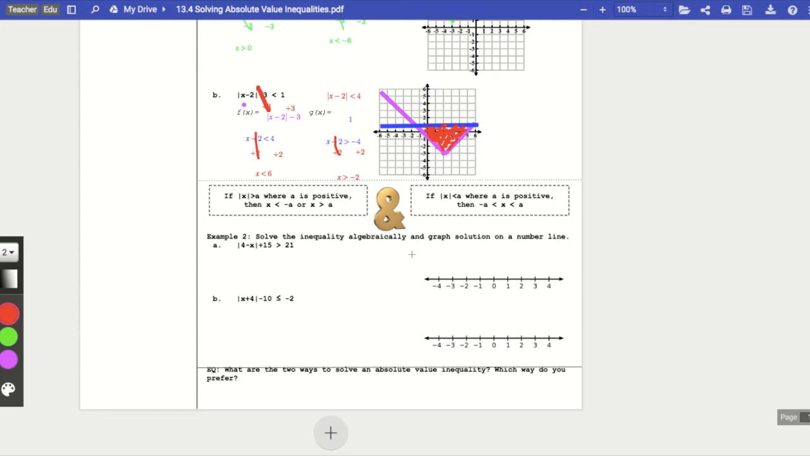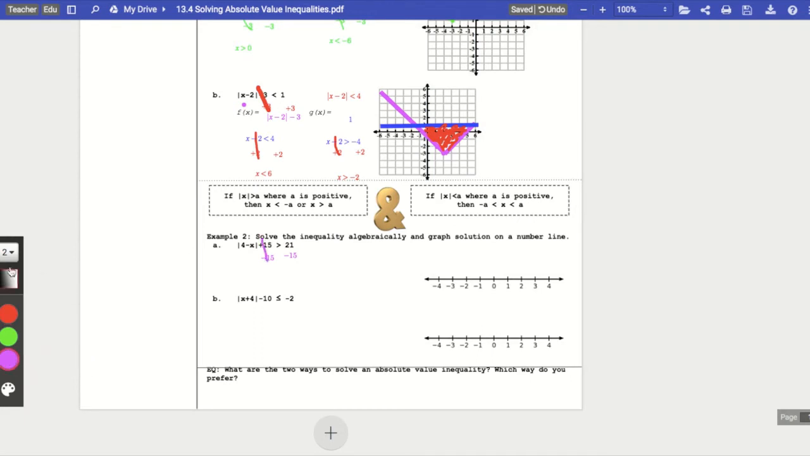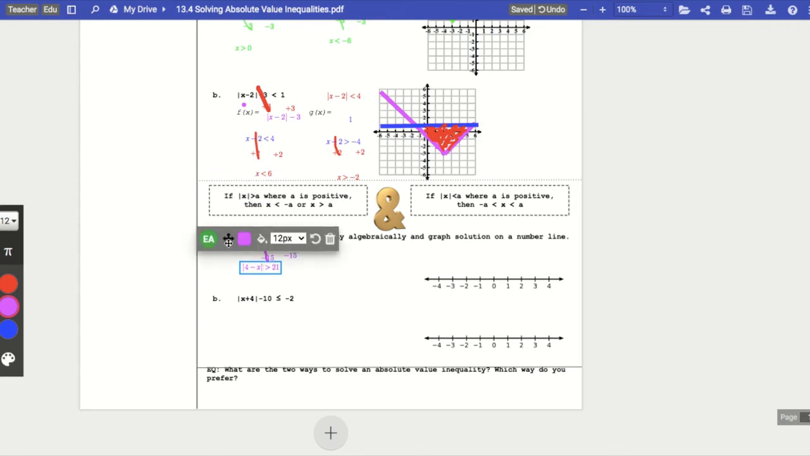So on this one, we're going to solve the inequality algebraically and then graph the solution on the number line. So let's go ahead and start by subtracting 15 from both sides. When I subtract 15, well, obviously the 15 cancels, but then I get the absolute value of 4 minus x greater than 21. I need to solve both of these. So notice how it follows this pattern. Then this tells me that x is going to be less than negative a, and x is going to be bigger than positive a. So this, remember, is an either or.